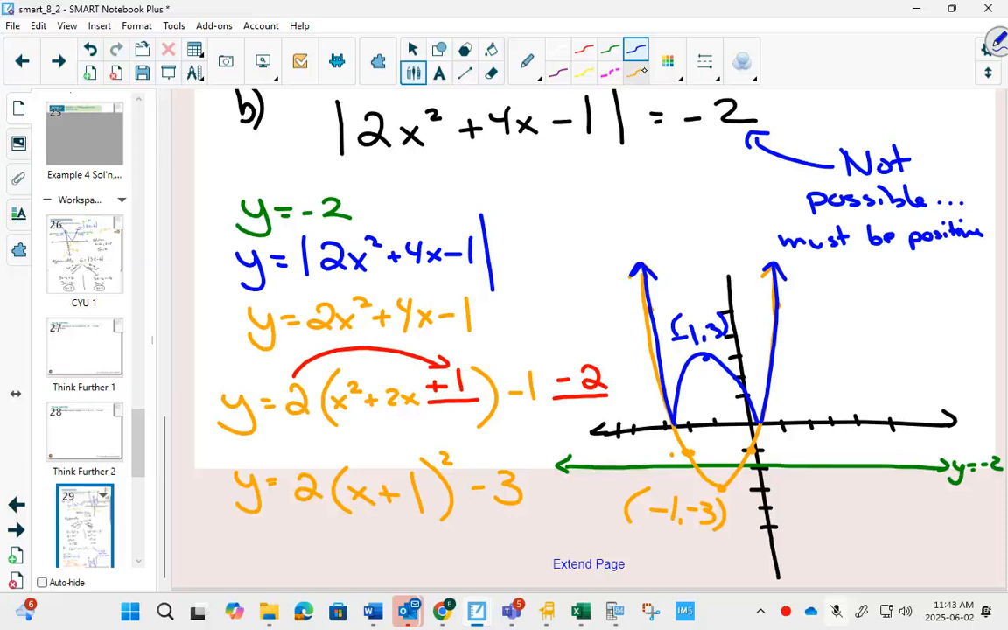All right, question number 2, circle 5B and 7.